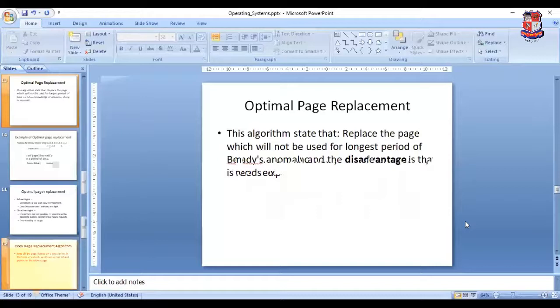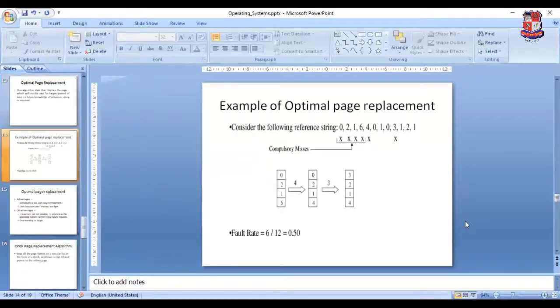मतलब क्या हम उस पेज को रिप्लेस करेंगे जिसकी डिमांड फ्यूचर में सबसे लेटर होगी, मतलब पीछे होने वाली है, तो उस पेज को हम रिप्लेस करेंगे. एलआरयू में हमने क्या देखा जिसकी ऑलरेडी डिमांड खत्म हो गई जो बहुत पहले यूज हुआ है उसको हमने रिप्लेस किया था. इसमें हम क्या करेंगे फ्यूचर रेफरेंस को देखेंगे. तो इट्स रिक्वायर्ड नॉलेज ऑफ फ्यूचर reference string. Okay. Now same example here we also take.